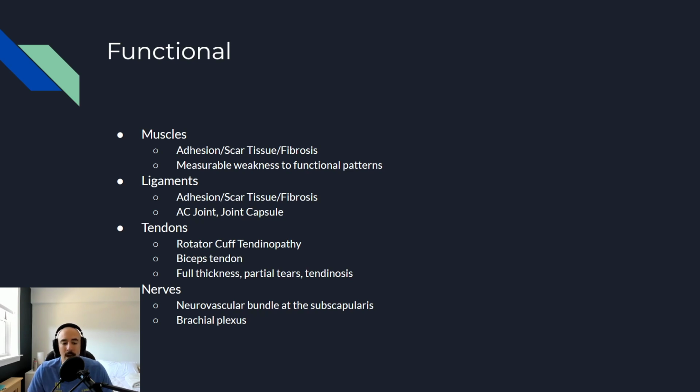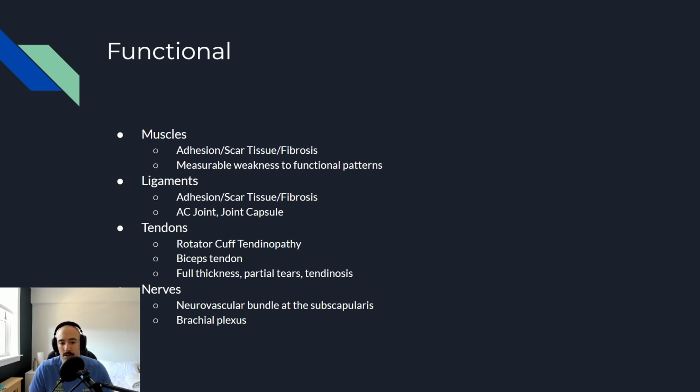Right? Ligaments, what can happen to your ligaments in the shoulders? Again, you can adhere, you can scar, you can fibrose, all the same thing. You can get that largely in the joint capsule, which is what adhesive capsulitis or frozen shoulder is, and you can obviously get that into the AC joint, especially if you've had a history of AC joint dislocations.